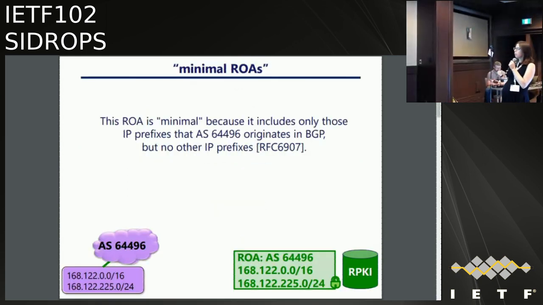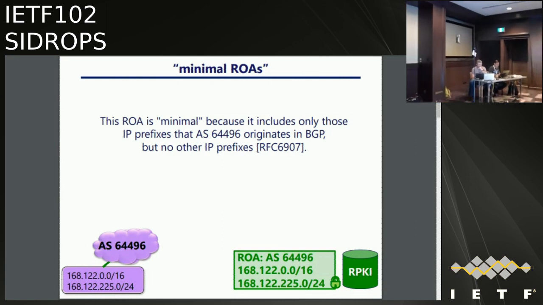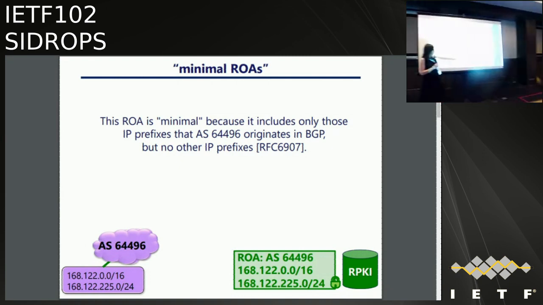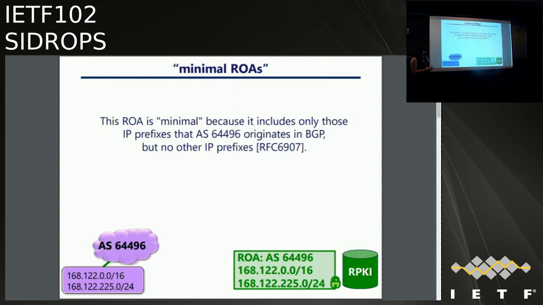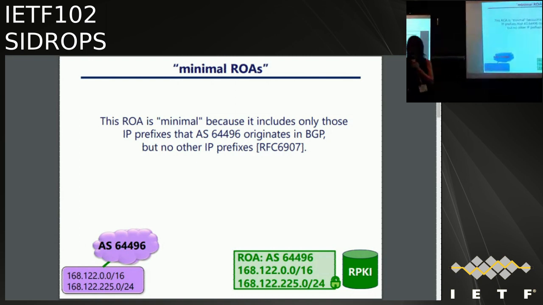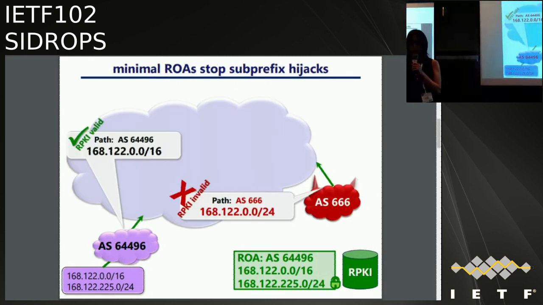So let's start off with something that was defined in RFC 6907, a minimal ROA. A ROA is minimal if we have this AS and we know that it announces this set of prefixes, okay? Then the ROA is minimal if it contains only that set of prefixes. So you can see here that there's exactly the same set of IP prefixes in both the ROA and the AS. Okay, that's what it means for a ROA to be minimal. Pretty simple. Minimal ROAs are awesome. We always want to have them, as was said in RFC 6907.